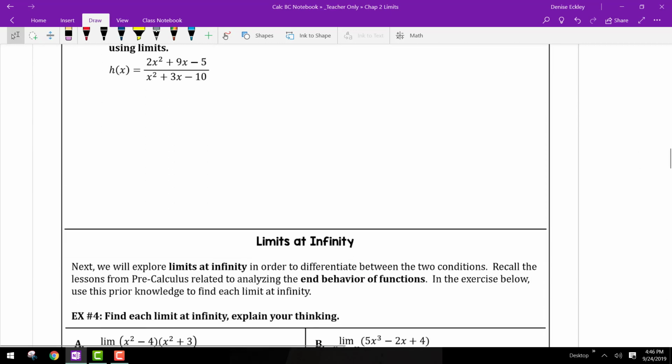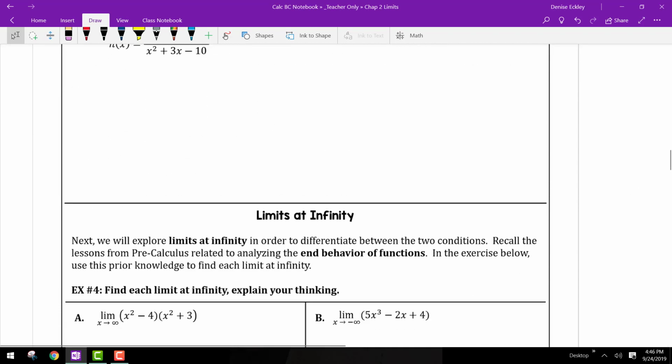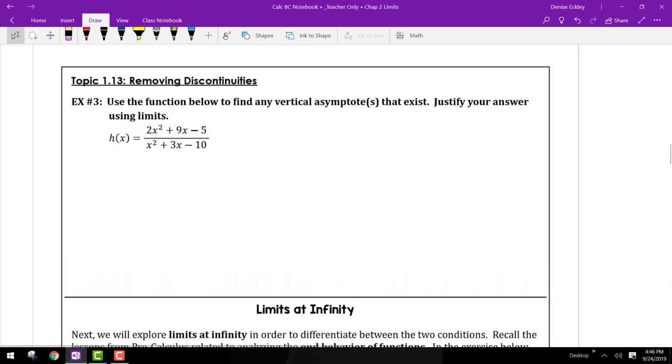Okay, so I'm going to stop here. Let me do this one example first, and then I'll stop, and the second video will be our limits at infinity. So topic 1.13, removing discontinuities, going back to that. That was from section 6. Example 3, use the function below to find any vertical asymptotes that exist. Justify your answer using limits.